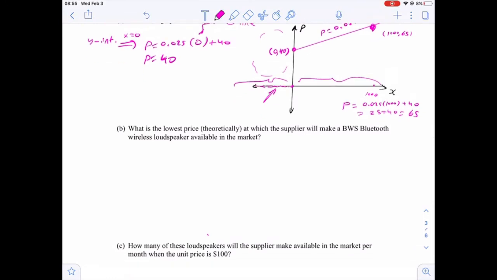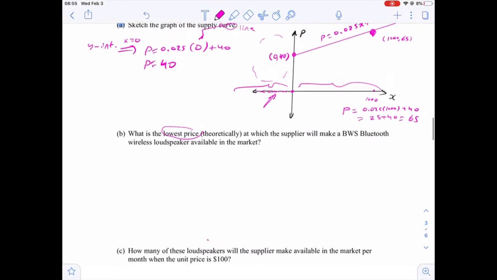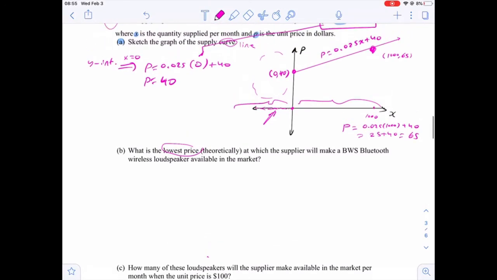Okay, now part B: what is the lowest price, theoretically, at which the supplier will make a BWS Bluetooth wireless loudspeaker available in the market? So we're asked to find the lowest price. The lowest price is obtained when x equals 0, when the number of items is 0. As we can see from the graph, it starts here. So that happens when the price is $40 per unit.